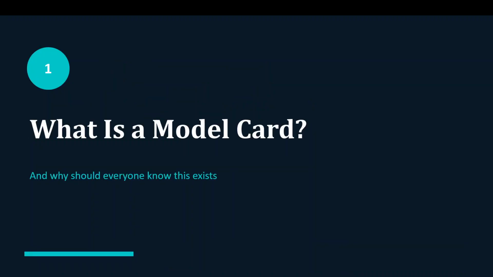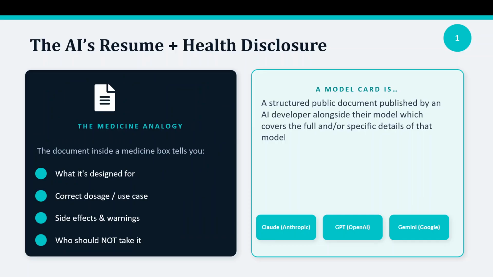So what's a model card? Think about the last time you bought medicine. It could be a cough syrup or an inhaler. There comes a small folded paper inside the carton, and it tells you what the medicine is for, what the dosage is, what its composition is, the side effects, who should not take it. You don't skip that, you read it, right? A model card is that same document, but for an AI system.